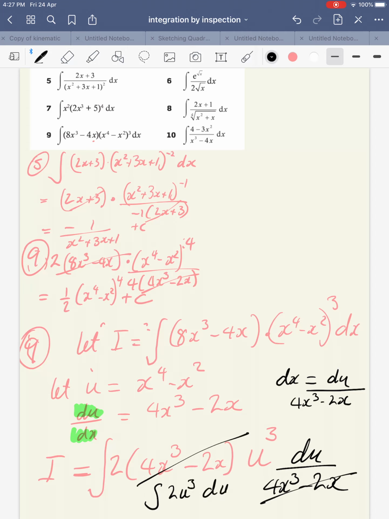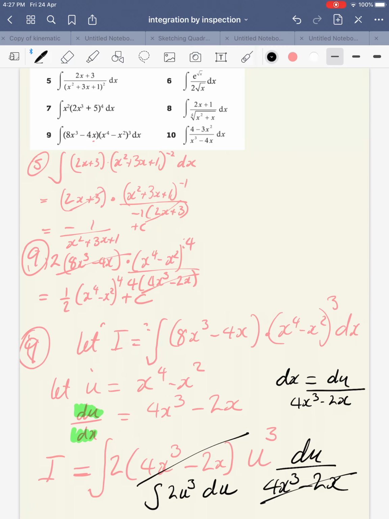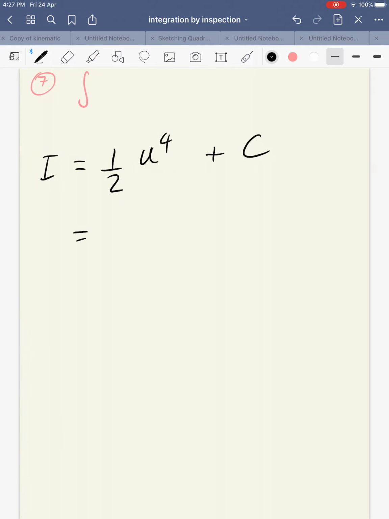2u cubed du. It's taken me a long time, but the answer for this now is 2u to the 4 over 4, which is a half u to the 4. So the answer is a half u to the 4 plus c. That's the answer to the integral. But what was u representing? Well, u represented x to the 4 minus x squared. So this is a half (x to the 4 minus x squared) all to the 4 plus c.